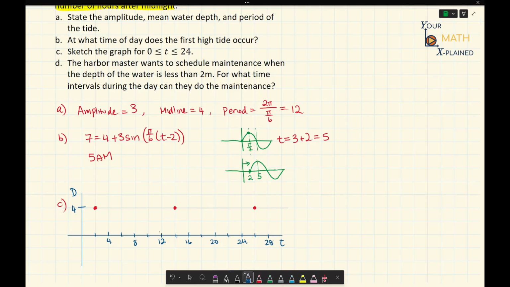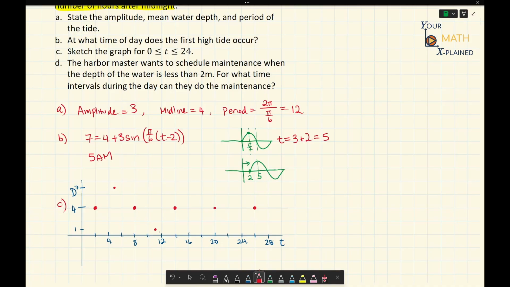That means the maximum is going to be at 7, which is up here, and the minimum is going to happen at 1, which is down here. So let's go ahead and divide the intervals evenly. We're going to be on the midline halfway in between, and the maximum is going to happen halfway between 2 and 8. So that'll be at 5. So that's going to be our maximum. And then our minimum is going to happen halfway in between 8 and 14. So that'll be right down here.